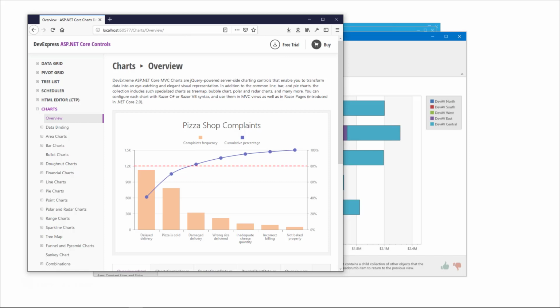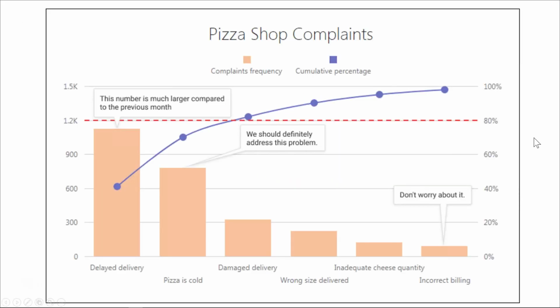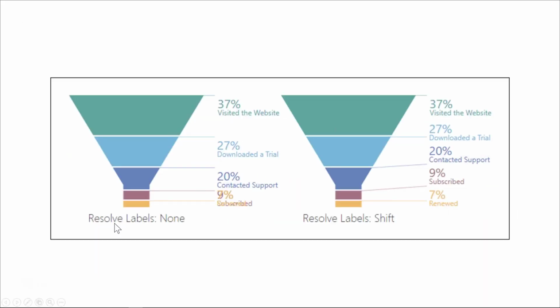A couple more on talking about overlaps is I don't actually have a demo for this. We'll go back to that in a minute. So we have here a funnel chart, and this kind of overlapping problem has been around for a little while now, where the labels are basically rendered on top of each other.